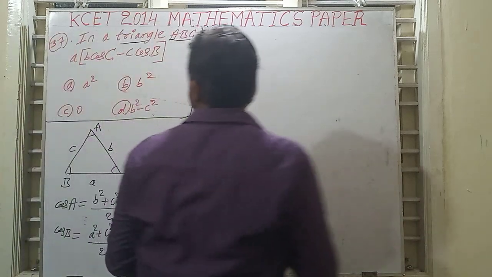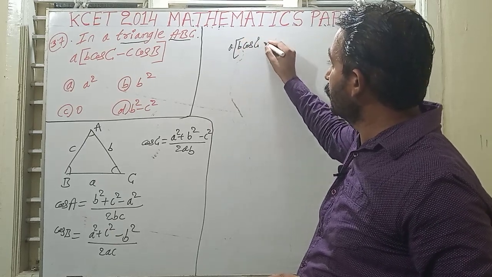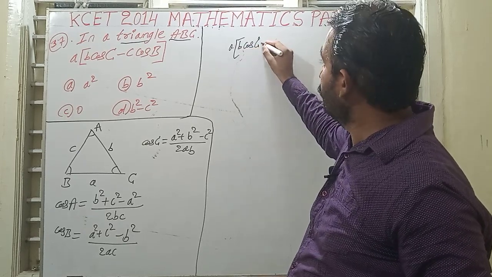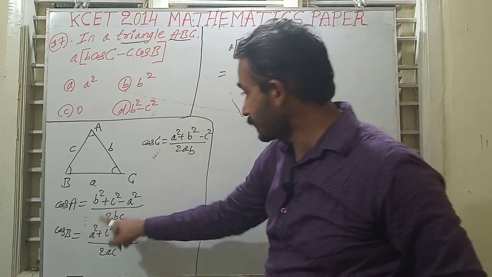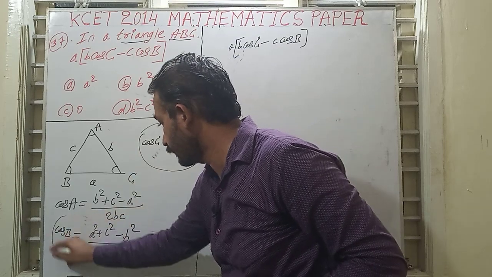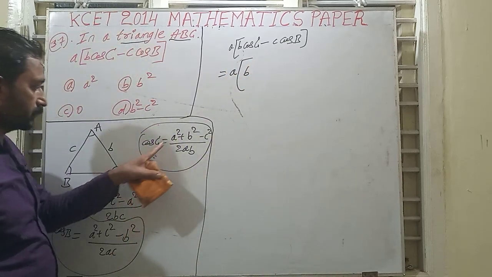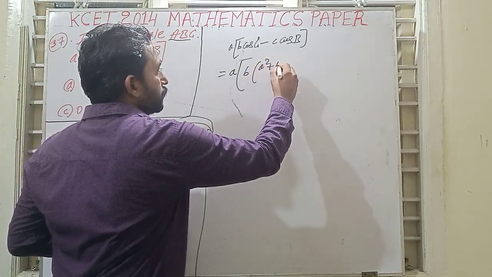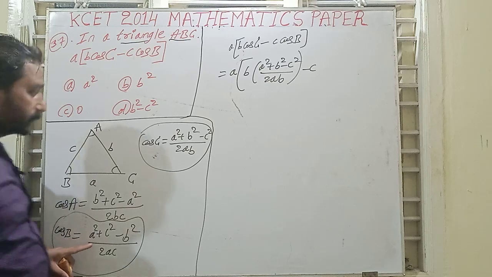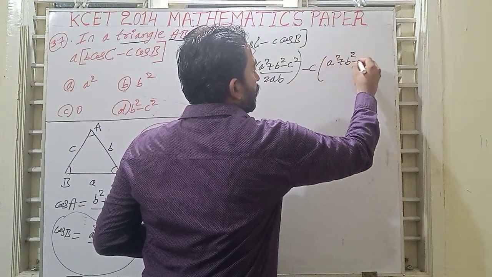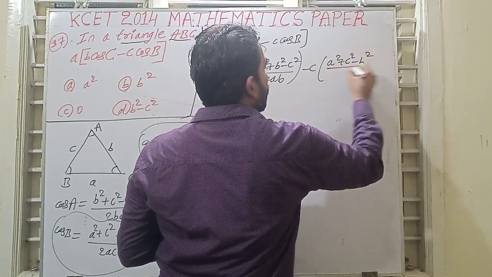a into b cos C minus c into cos B. Okay, so in this case a into b cos C, this is capital C, small b, small a, minus small c cos of capital B. So substitute the value of cos C and cos B. The b cos C value becomes a square plus b square minus c square divided by 2ab, minus c, and substitute the value of cos B, a square plus c square minus b square divided by 2ac.